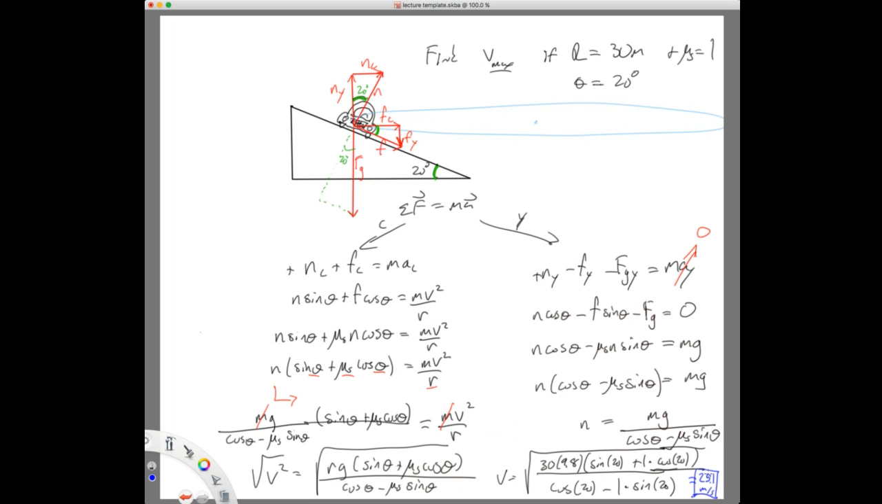And this is why when you're driving on the highway and you go around a ramp, you notice that the ramp is always banked, meaning it's slanted in such a way that you're leaning into the curve. The normal force points into the curve.